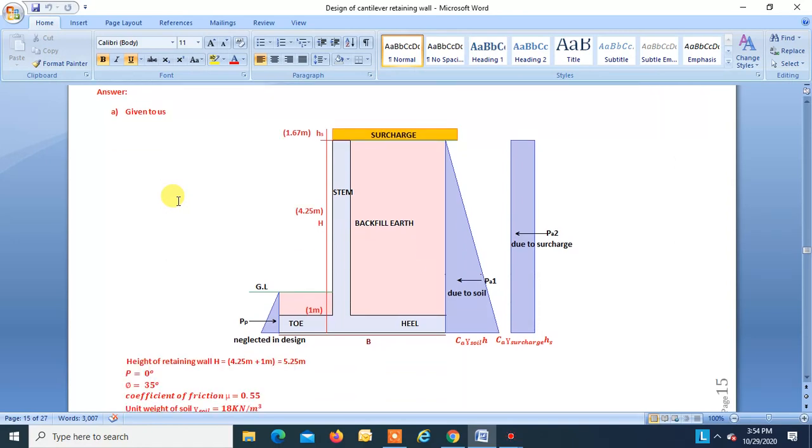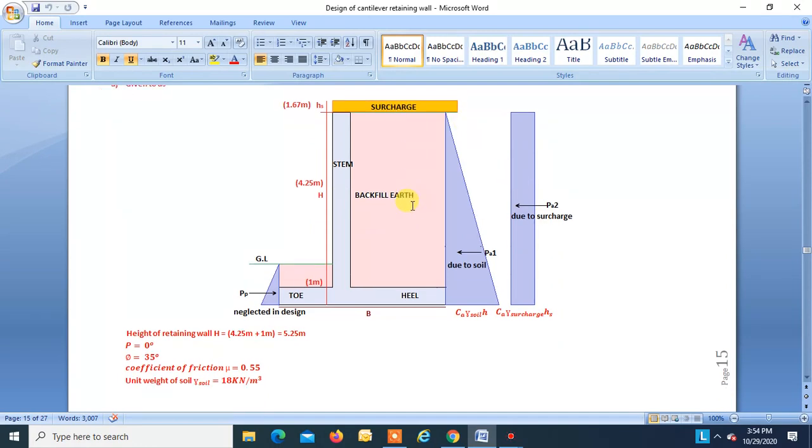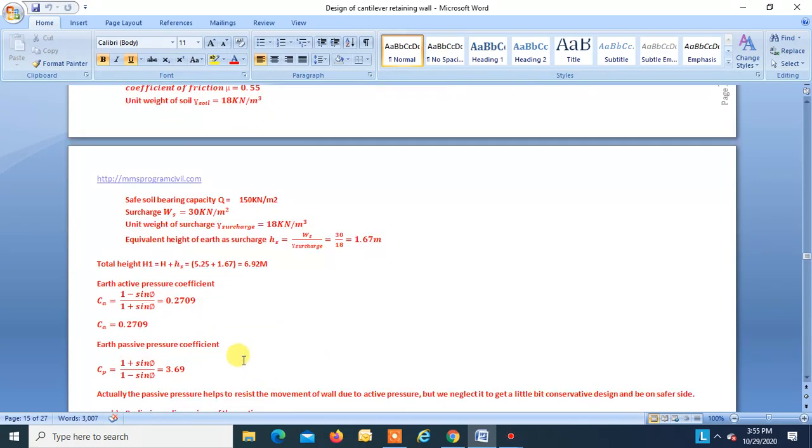So we can see that this is pressure due to soil backfill, okay, and this is pressure due to the surcharge, okay? So this is PA1, this is PA2, and given to us is height of retaining wall 4.25 plus 1 meter is equal to 5.25 meters. Again, this is theta, okay, not P, please, it's a correction. So theta is equal to 0 degree, phi is equal to 35 degree, okay. Coefficient of friction is 0.55, the density of soil is 18 kilonewton per meter cube, okay. Base safe bearing capacity Q is equal to 150 kilonewton per meter square. Surcharge weight is 30 kilonewton per meter square. Unit weight of surcharge is 18 kilonewton per meter cube.